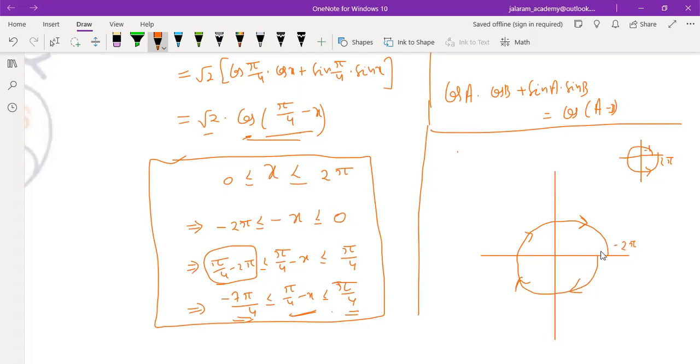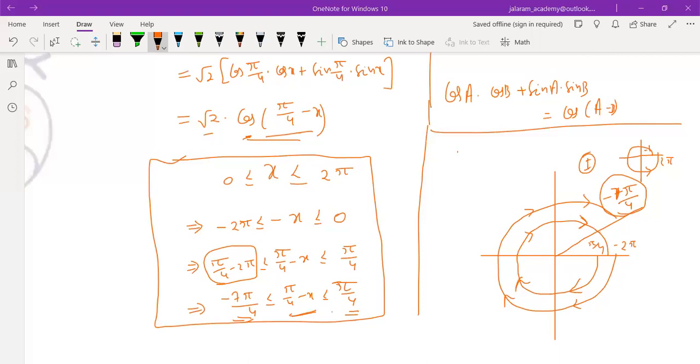And if you add pi by 4, pi by 4 will move in this direction. So from this point to this point, this angle is minus 7 pi by 4. Is that clear to you? Minus 7 pi by 4 is lying in which quadrant? First quadrant. So this is minus 7 pi by 4.